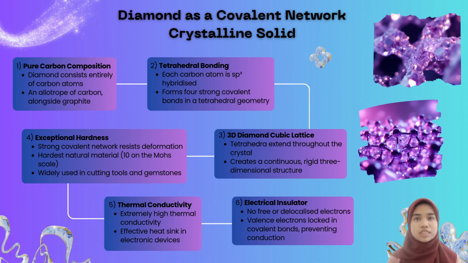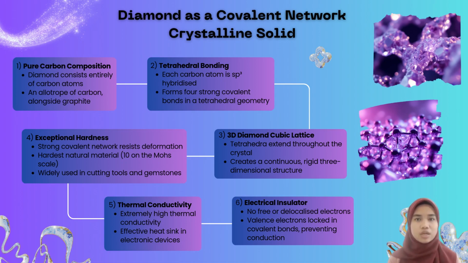Firstly, diamond consists entirely of carbon atoms and is an allotrope of carbon alongside graphite. Despite having the same elemental composition, diamond and graphite differ significantly in their atomic arrangement and properties. Secondly, each carbon atom in diamond is sp3 hybridized and forms 4 strong covalent bonds that are arranged in a tetrahedral geometry. This bonding pattern extends continuously throughout the structure.